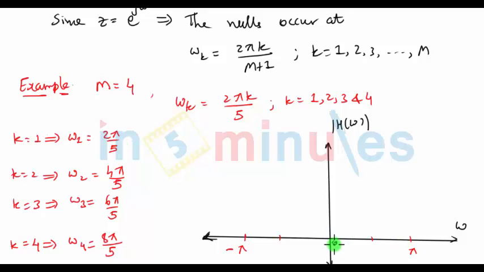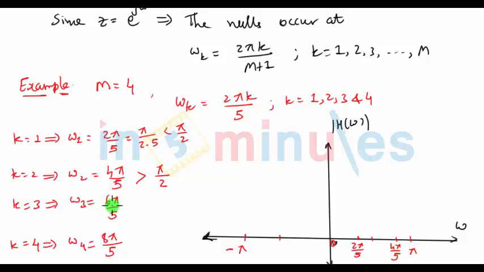So if this is the range 0 to pi, this will be pi by 2. 2 pi by 5 will be nothing but pi upon 2.5, and hence it will be less than pi by 2. So less than pi by 2 will be, let's say, somewhere here. So this is my first null at 2 pi by 5. The second null is 4 pi by 5, which will be twice of 2 pi by 5, which is very obvious, and hence it will definitely be greater than pi by 2. So let me take it somewhere here. So this is, let's say, 4 pi by 5.